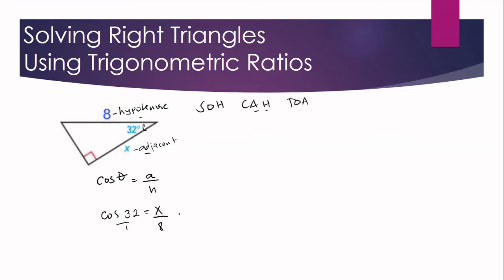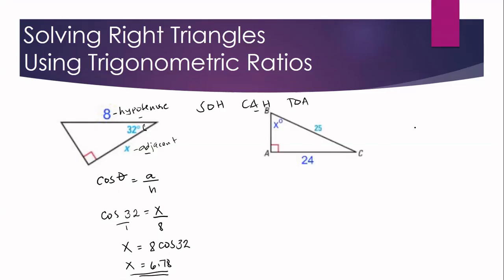Then again, to solve, you are going to use cross multiplication. So we have x is equal to 8 cosine 32. And then using again your calculator, katulad ng ipinakita, how do you use your calculator? You just press everything here, 8 cosine 32. And what will be the result if you do that? Yes, if you round it off to the nearest hundredths, then the value of x will be equal to 6.78. So side x is 6.78 units.